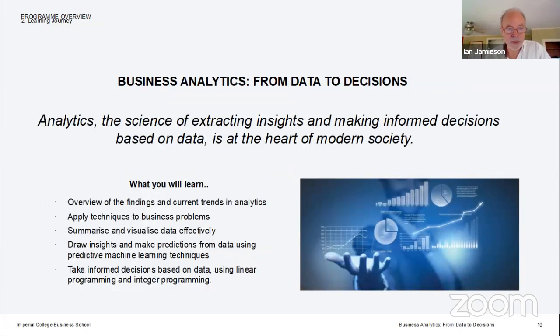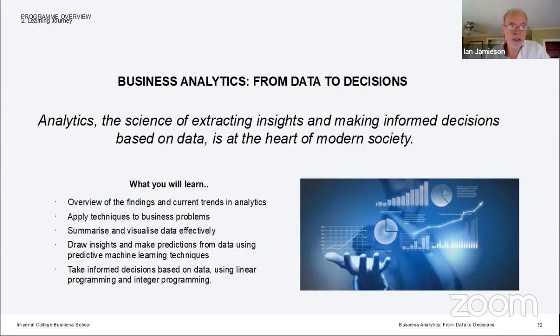So now into the meat of it, really. And so business analytics, from data to decisions. Analytics, the science of extracting insights and making informed decisions based on data. This is at the heart of modern society, wherever you go nowadays. I mean, when I started off in this over 20 years ago, people hadn't really heard a lot about data science or machine learning, that sort of thing, but now it's everywhere.